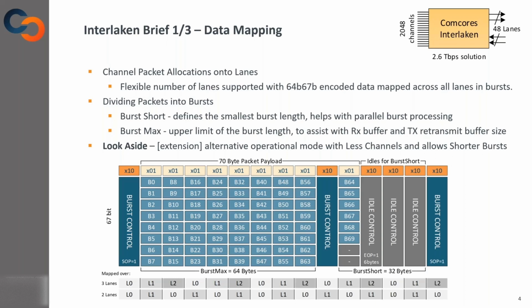Interlaken has a flexible number of lanes that it can map data onto, which is really fantastic. And it can map onto those lanes data from multiple different channels, and these channels can have different bandwidths. It can be very high-speed data or very sparse data, like control data. Interlaken will take care of merging those data packets together and sending them on a set of common lanes. And the encoding there is 64B/67B.